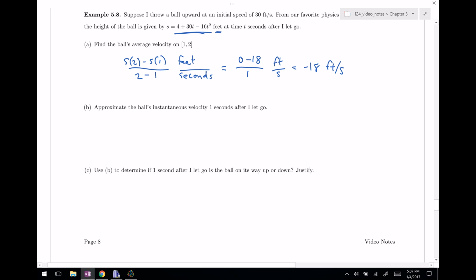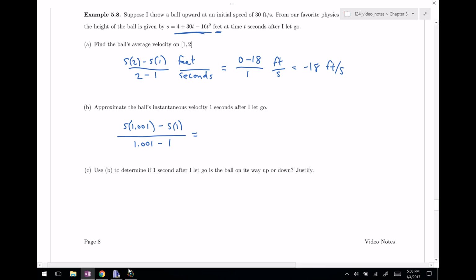So what is the ball's instantaneous velocity? Well, in order to approximate this, we're going to still use the average rate of change formula, but we're going to do it over a very, very small interval. So I'm going to do maybe from 1.001 to 1. And this is going to approximate the ball's instantaneous velocity 1 second after I let go.